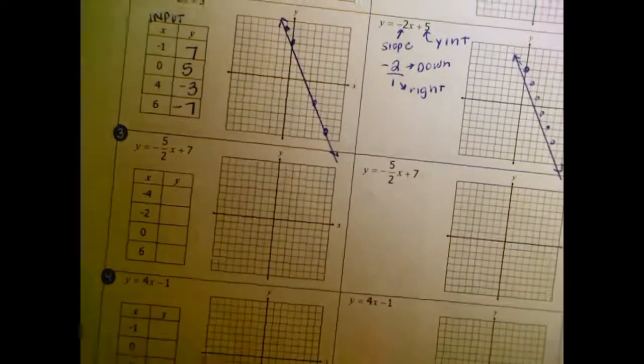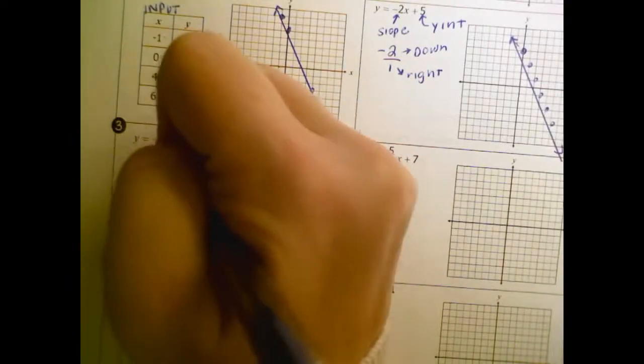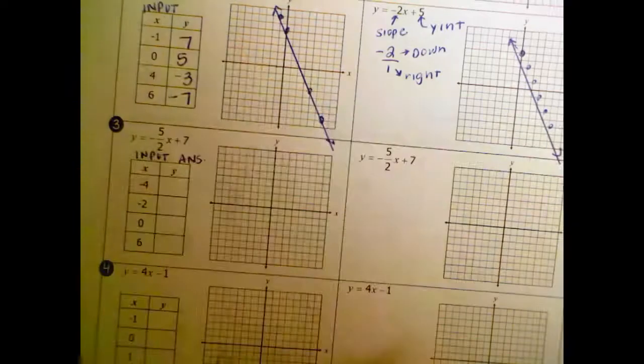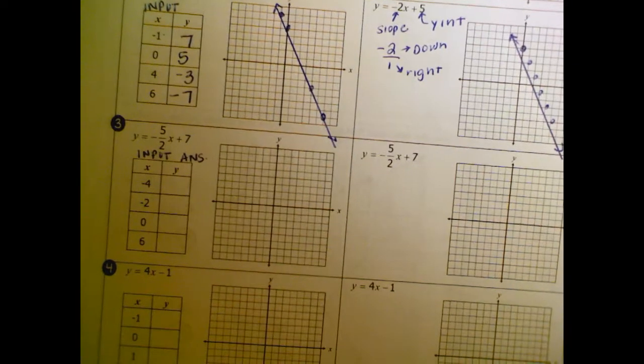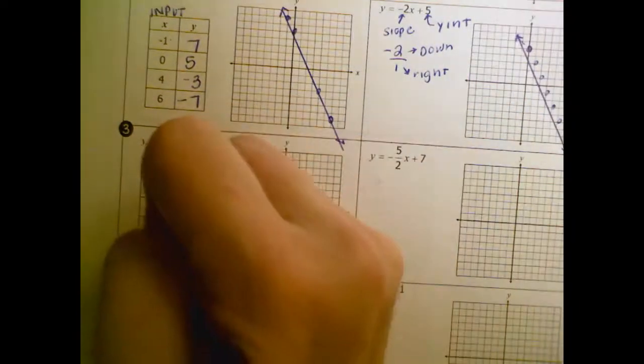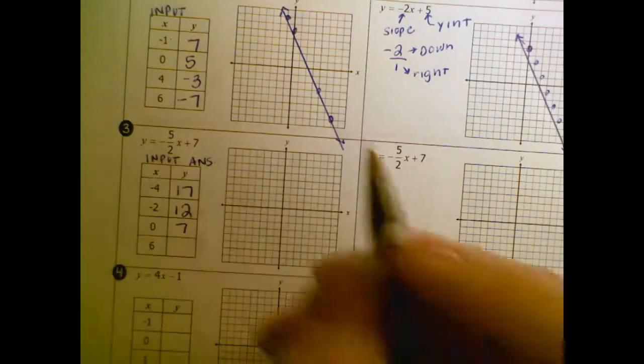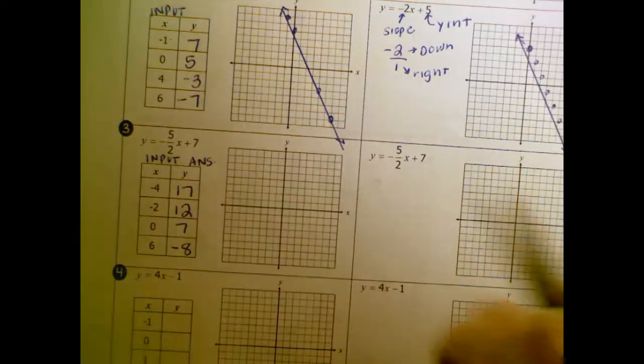Looking at number 3, again, we are plugging in my x. What I get is my answer. So -4 plugging in, I get 17. -2 plugging in, I get 12. 0 plug in, I get 7. 6 plug in, I get -8.